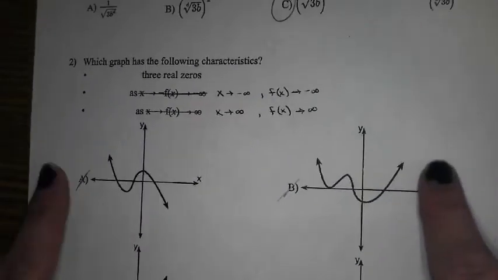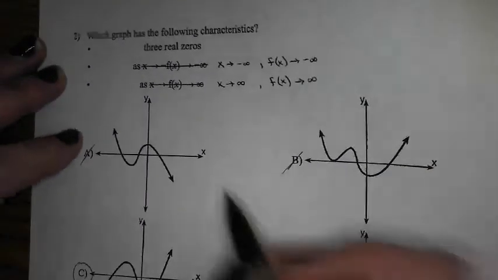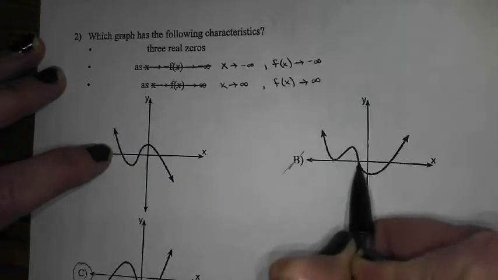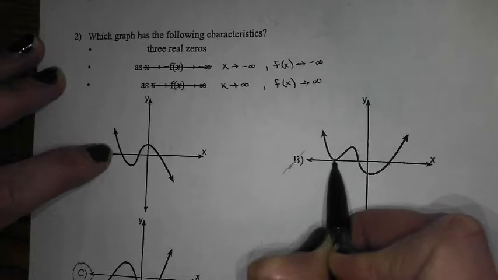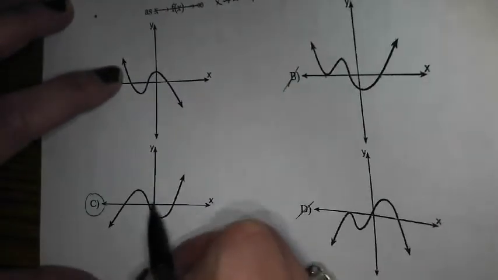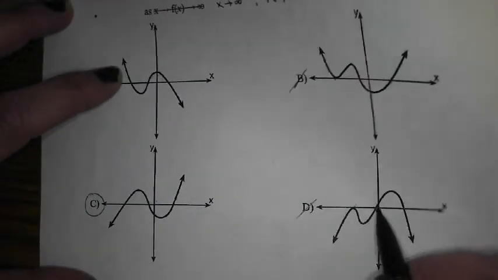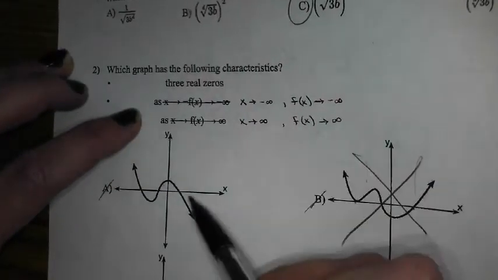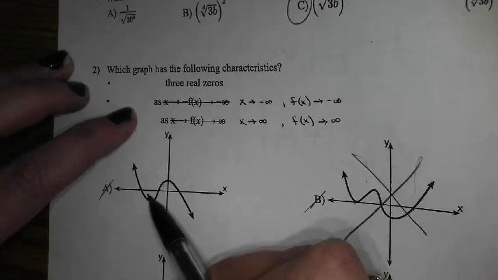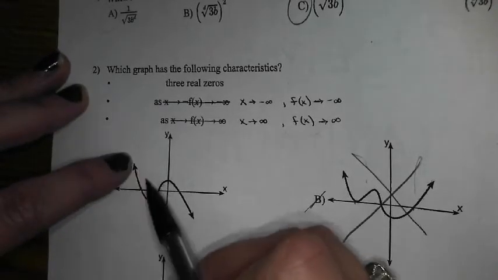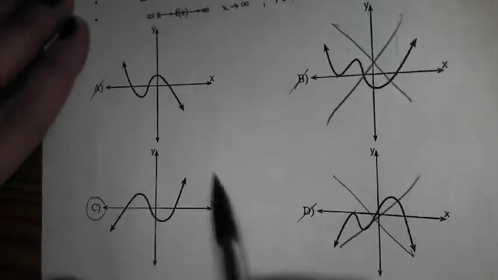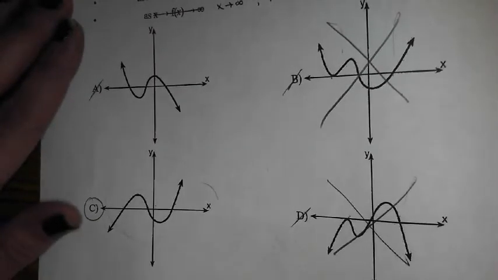Anything else? How was this one? Okay, so this one has 1, 2, 3 zeros. This one has 1, 2, 3, 4. Why did I count this one twice? Because it doubles. This one had 1, 2, 3. This one had 1, 2, 3, 4. So these are out. And then as x approaches negative infinity, that means as we move left, what does the y do? This one's going towards positive infinity, right? So that's out because it's supposed to go towards negative infinity. So this person got that one right.